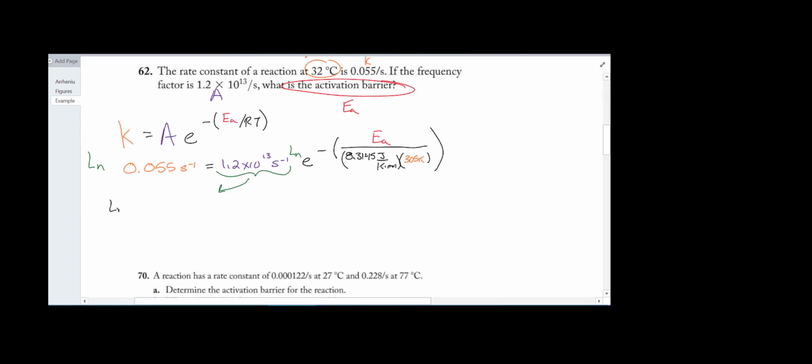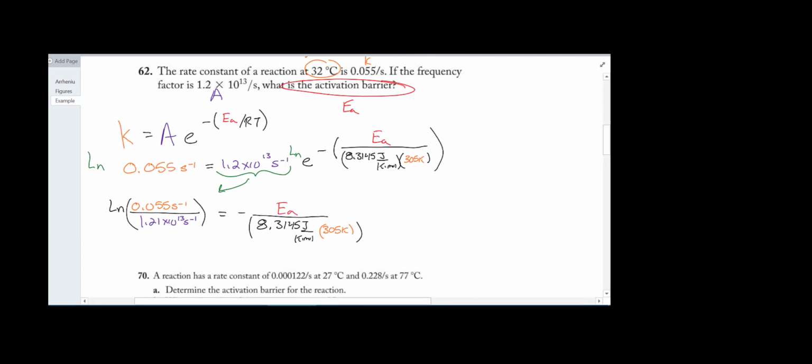So I end up with the natural log of, well, let me just keep writing, 3145 joules per Kelvin mole here. We have in orange 0.055 seconds negative 1. In purple, 1.21 times 10 to the 13 seconds negative 1. Those units will look like they cancel. I have a temperature over here of 305 K. And then I have EA.